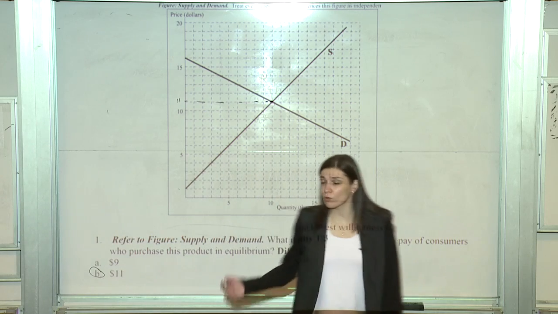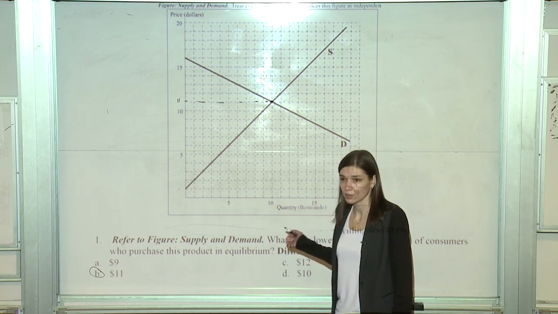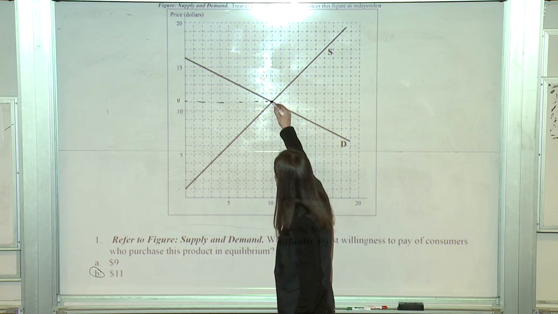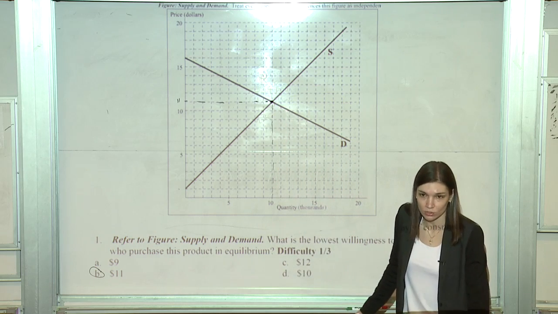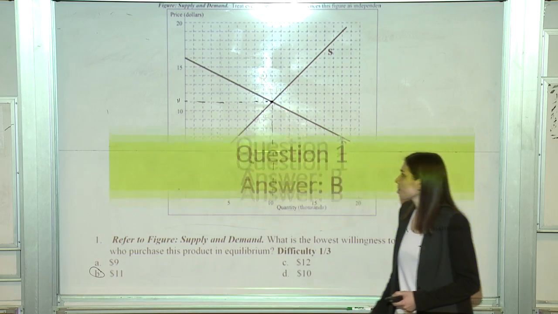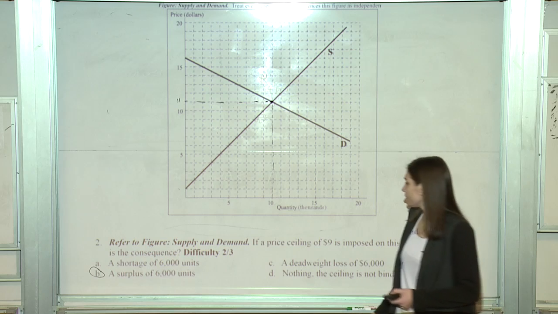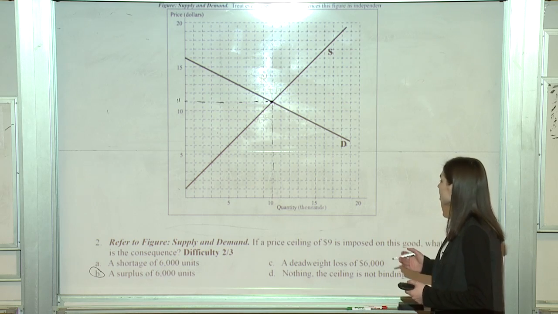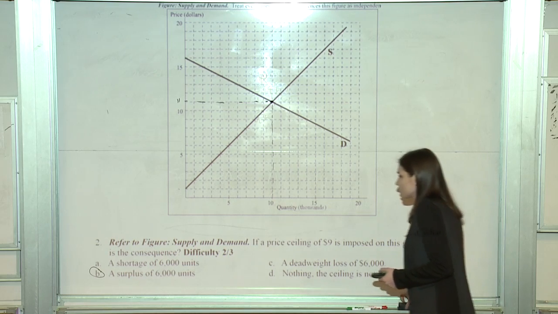All right, and what equilibrium quantity are we going to have in this market? 10, right? So equilibrium price is 11, and this is at a quantity of 10. All right, so answer B. The next question. If a price ceiling of $9 is imposed on this good, what is the consequence?